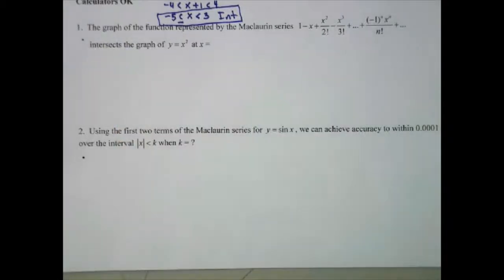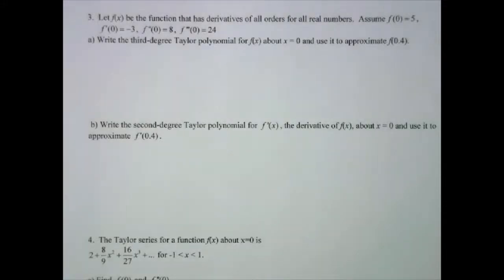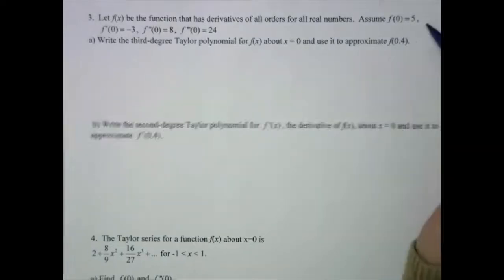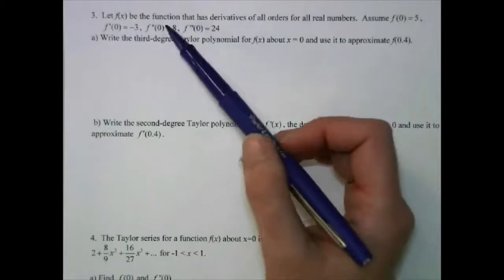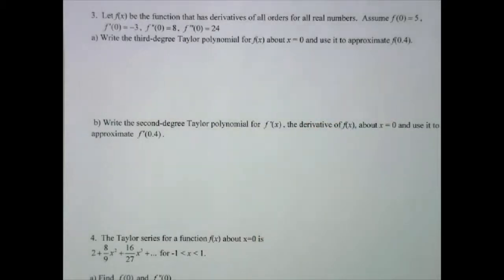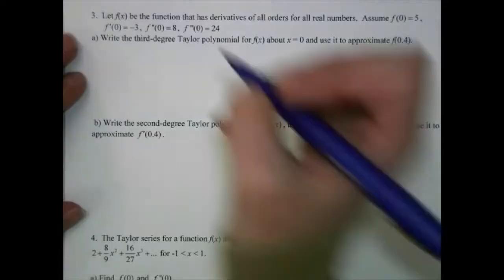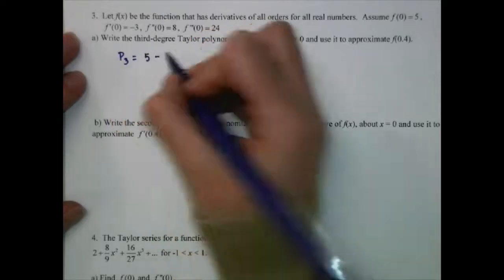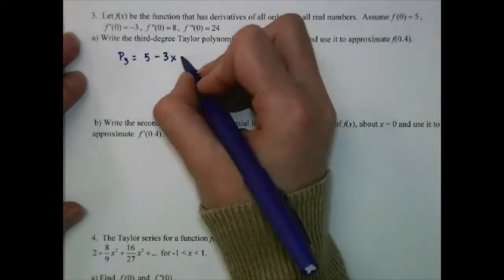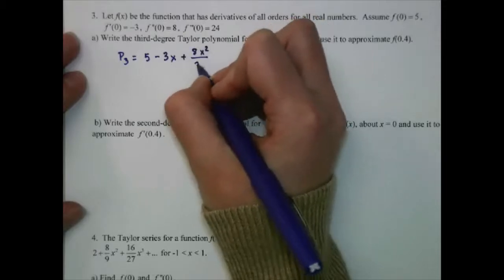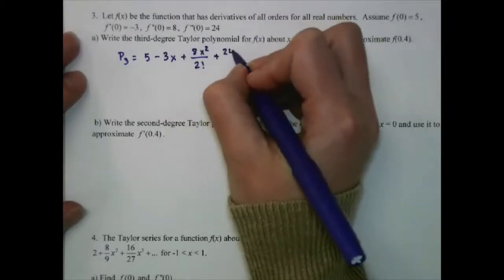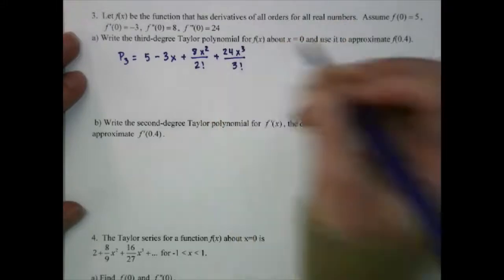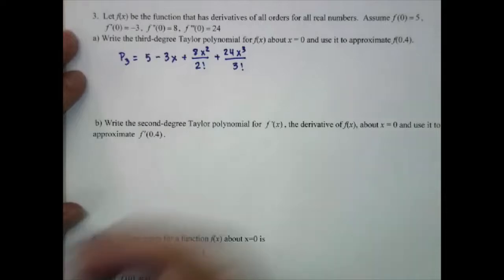Okay, this question and this question have been eliminated from the test, so we're going to move on. All right, so for our next one, let f of x be the function that has derivatives at all orders, and then we're given f of 0 is 5, f prime of 0 is -3, f double prime of 0 is 8, triple prime is 24. So we're going to write the third degree polynomial. So P3 is going to equal 5 minus 3x plus 8x squared over 2 factorial plus 24x cubed over 3 factorial. Then we're going to use that to approximate 0.4.